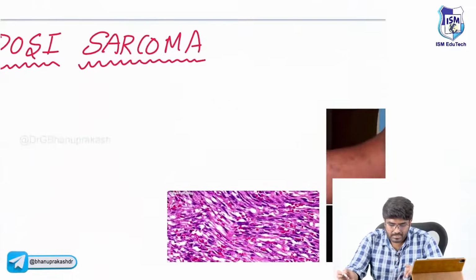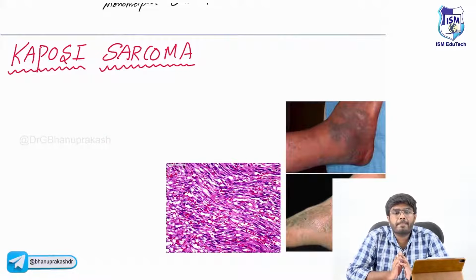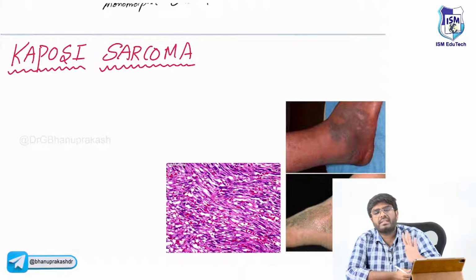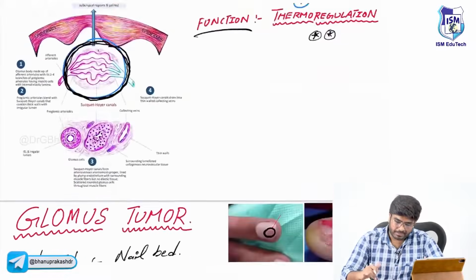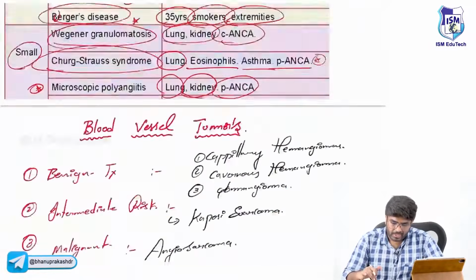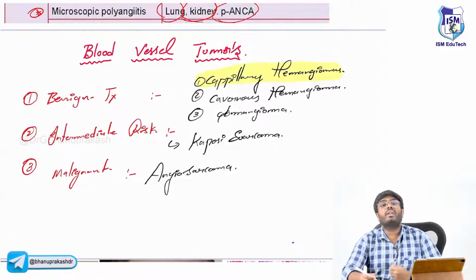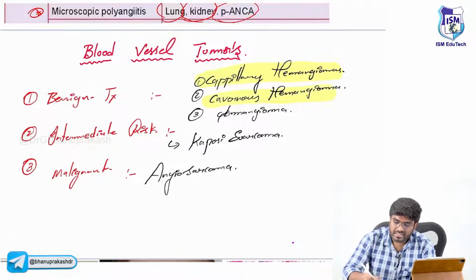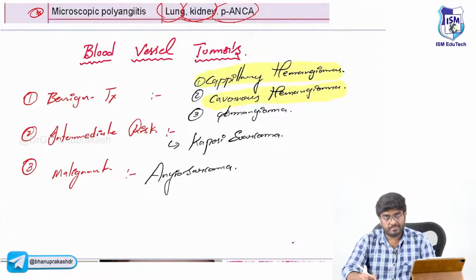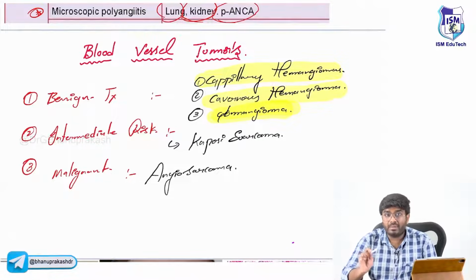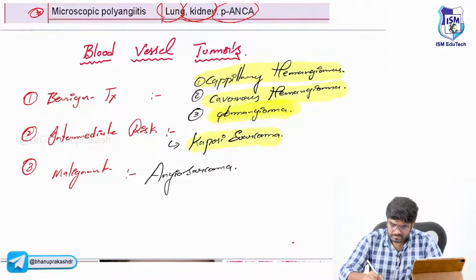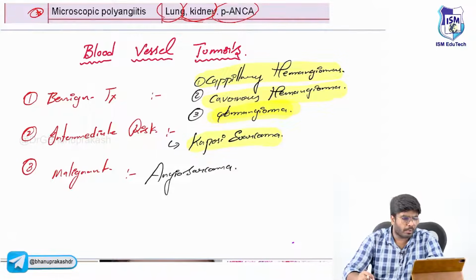Okay, monomorphous cells. After this, we have completed the benign tumors. So the 3 benign tumors are completed. I have shown you 3 benign tumors. What are they? Capillary hemangiomas are the strawberry hemangioma, which will undergo regression by 7 years of age. Cavernous hemangioma, which will never undergo regression, associated with the von Hippel-Lindau syndrome. And glomangioma, nail bed tumor. 3 conditions completed. Now we have to discuss Kaposi's sarcoma.